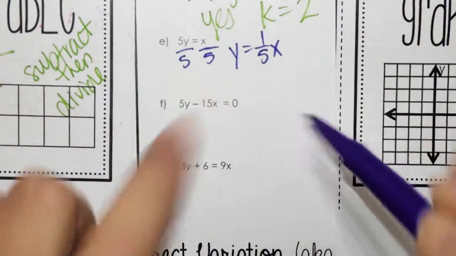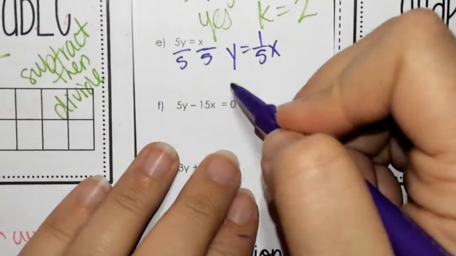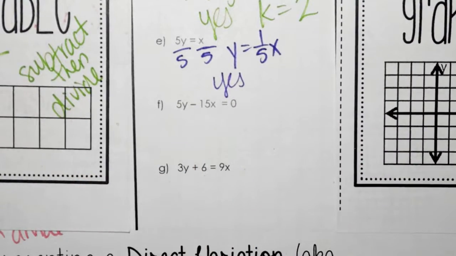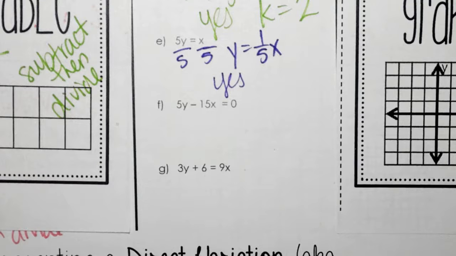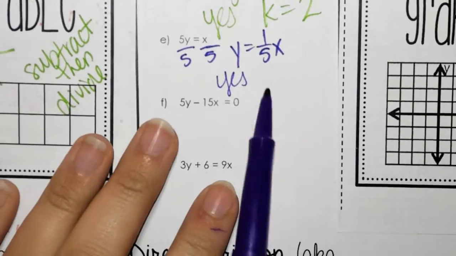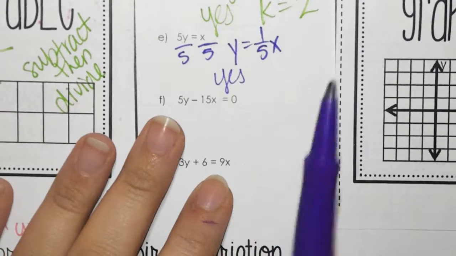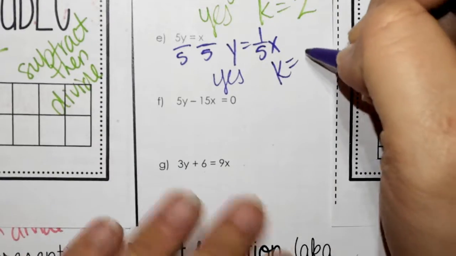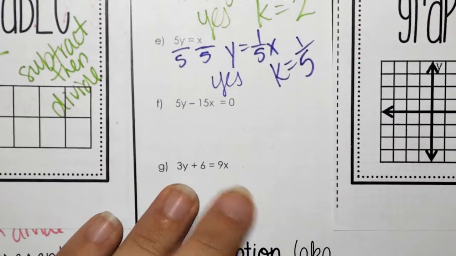Now, is this a direct variation? Why? Because there's a 0. Because there's... Oh, are you okay, Mary? Okay. There's nothing out here. There's no plus or minus. Our y-intercept is 0. And what is k in this one? 1/5. Fantastic. Whoever said that, take a point.